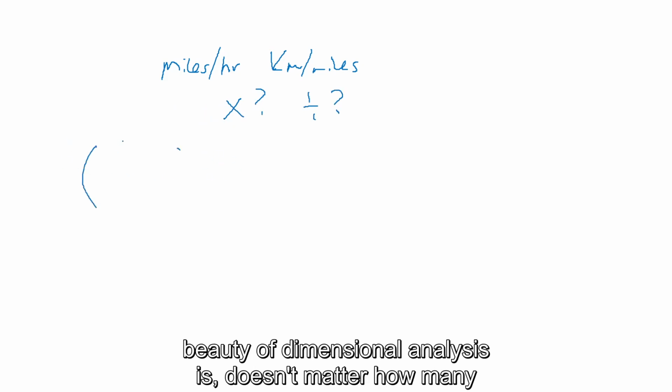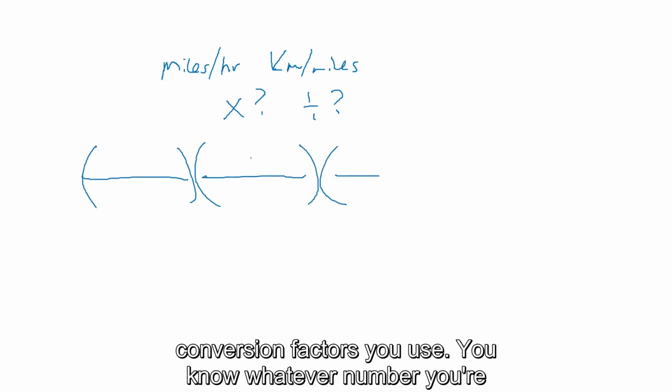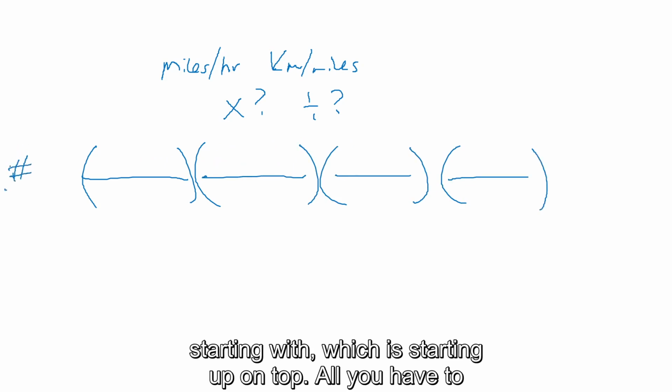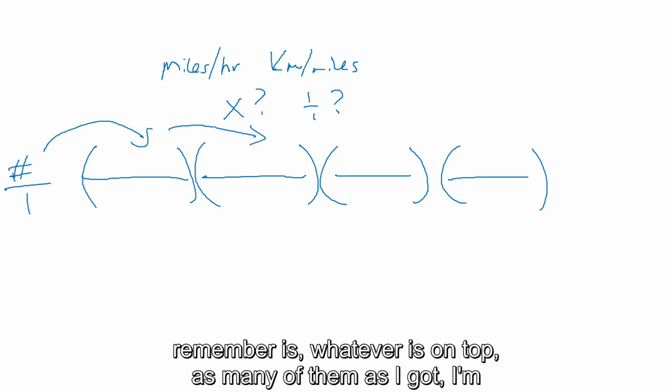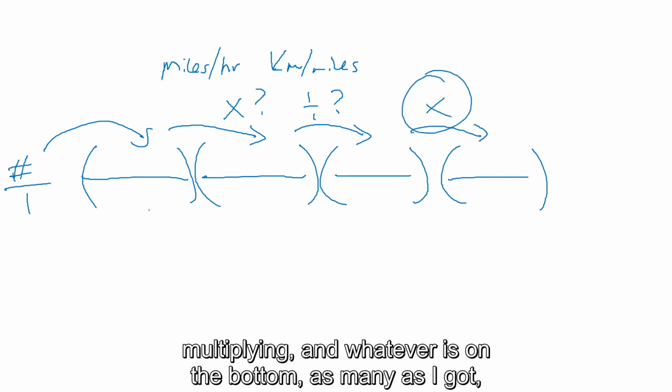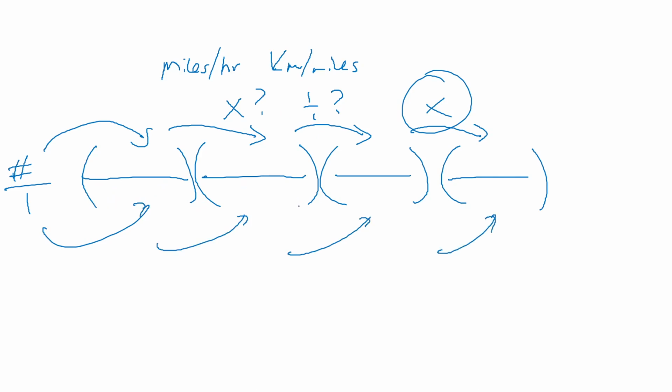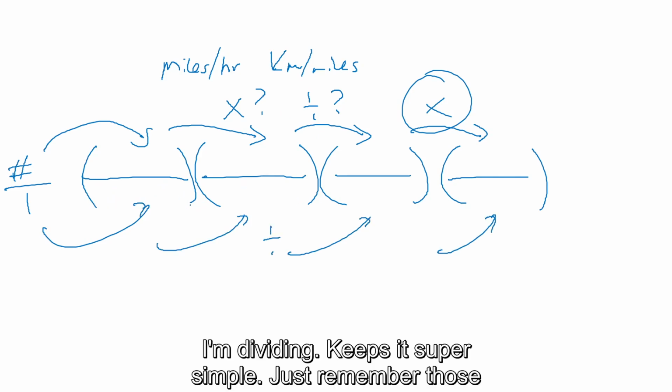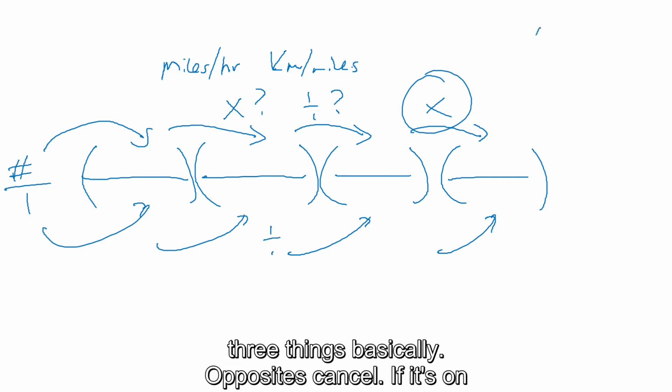So the beauty of dimensional analysis is, it doesn't matter how many conversion factors you use, whatever number you're starting with, which is starting up on top, all you have to remember is whatever is on top, as many of them as I got, I'm multiplying. And whatever is on the bottom, as many as I got, I'm dividing. Keeps it super simple. Just remember those 3 things basically. Opposites cancel.